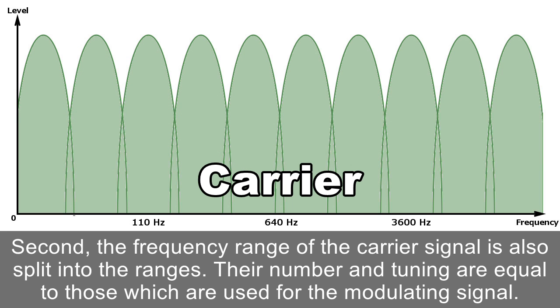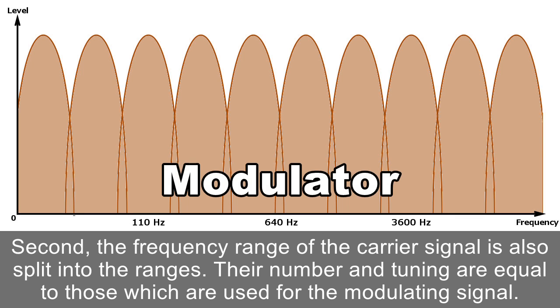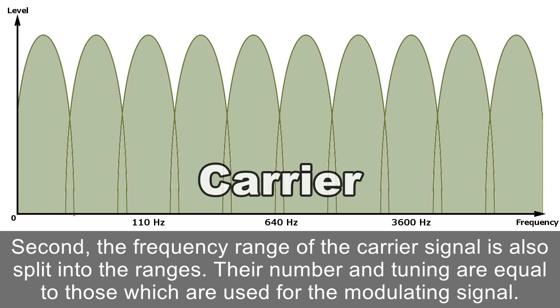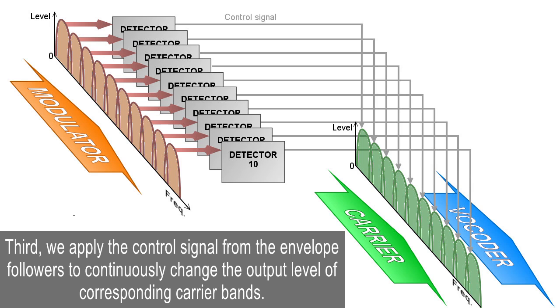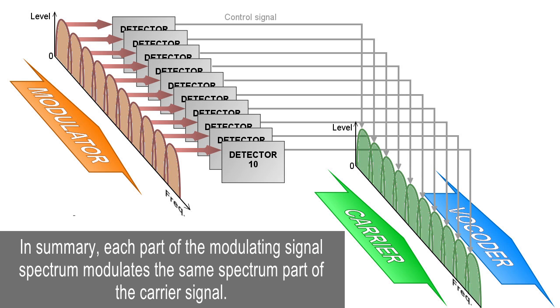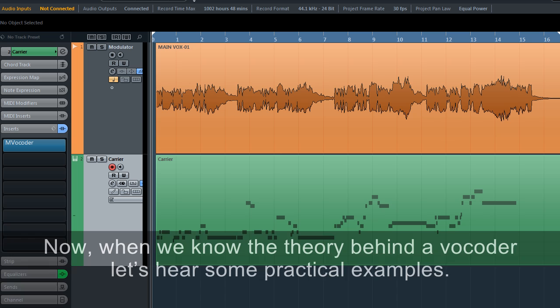Second, the frequency range of the carrier signal is also split into ranges. Their number and tuning are equal to those which are used for the modulating signal. Third, we apply the control signal from the envelope followers to continuously change the output level of corresponding carrier bands. In summary, each part of the modulating signal spectrum modulates the same spectrum part of the carrier signal. Now, when we know the theory behind the vocoder, let's hear some practical examples.